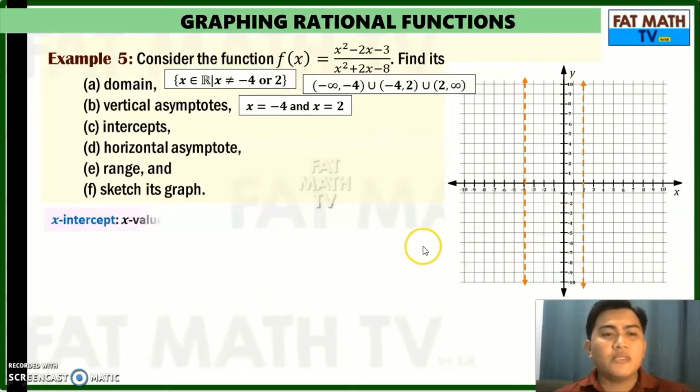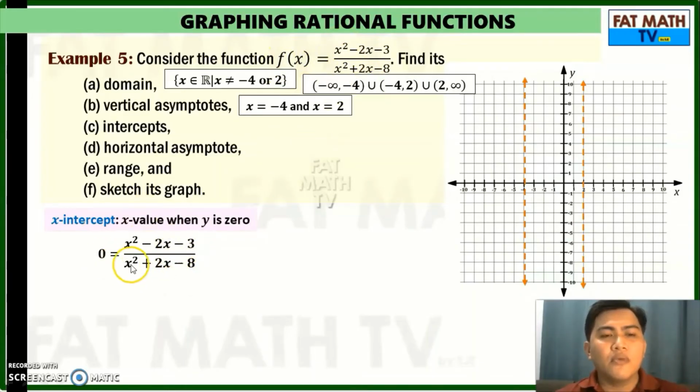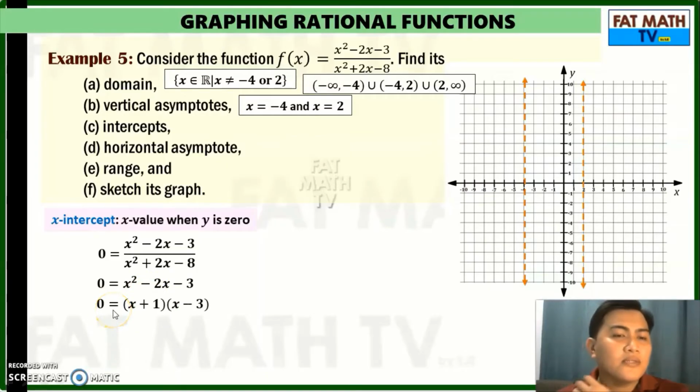For the intercepts, for the x-intercept, make y 0. So make this 0 and then solve for x. So this will be 0 if the numerator is 0. And then factor. What are the factors of x squared minus 2x minus 3? x plus 1 and x minus 3.